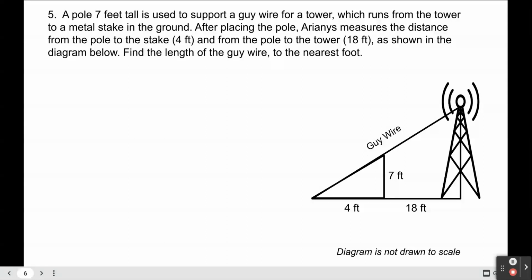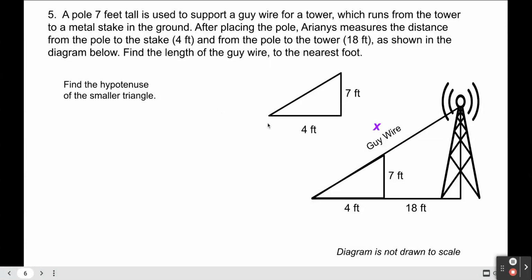So again, looking at corresponding triangles and how they can be proportional based on their sides, we do have this smaller triangle that's going to correspond to the larger triangle. And since the guy wire is the hypotenuse of this larger triangle, so if you notice this bigger, larger triangle formed with the guy wire and the tower, that is the hypotenuse of a right triangle. So we would actually need the hypotenuse of this smaller triangle to have corresponding sides. So let's solve for that hypotenuse.